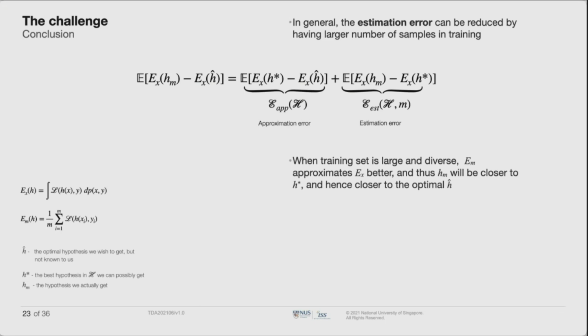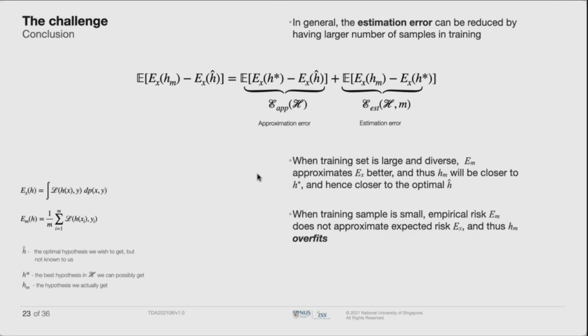But this spells trouble for few-shot learning because our data set is small. So what does the equation tell us about the situation when the training data set is small? Here it is. When the training data set is small, empirical risk does not approximate expected risk, and therefore the hypothesis h_m overfits. Now we can see what challenges few-shot learning is facing.